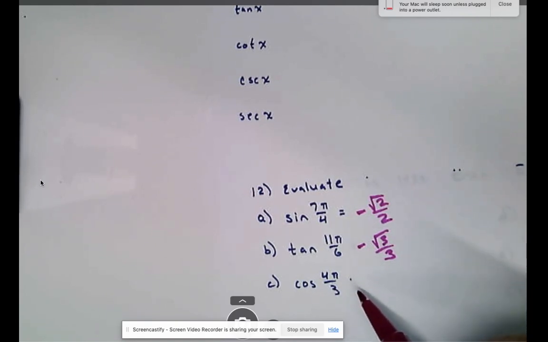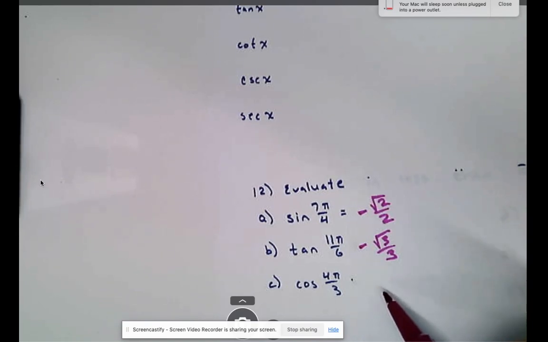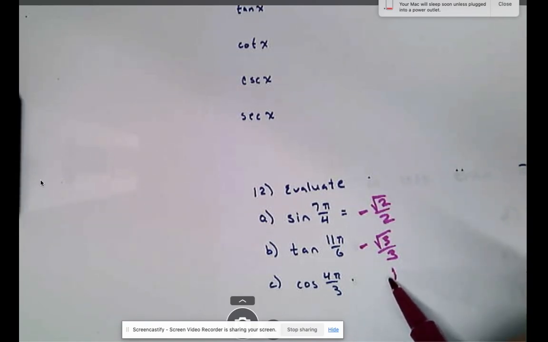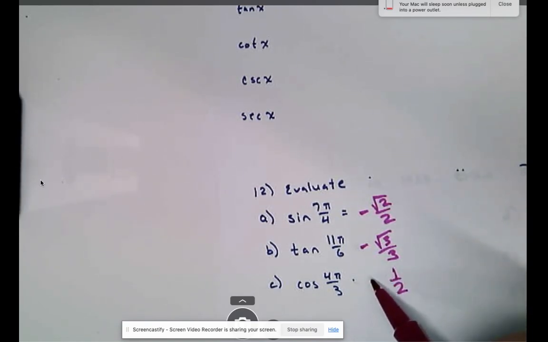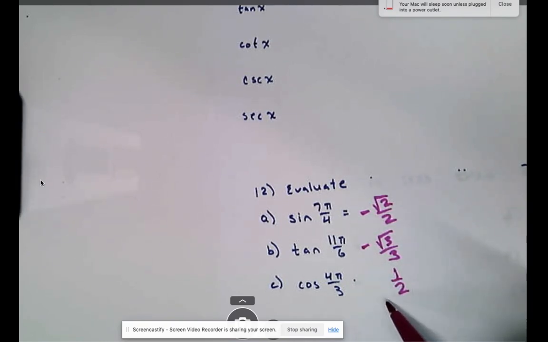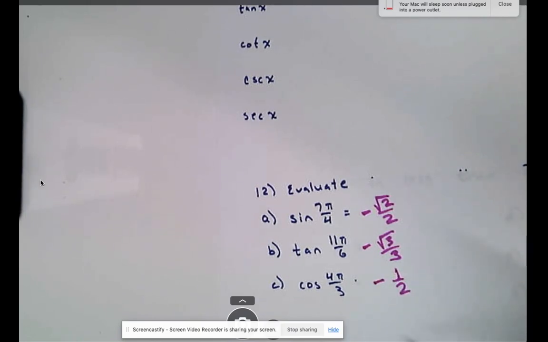Cosine of 4 pi over 3. Well, I haven't memorized any, but cos of something over 3 is 1/2. And 4 pi over 3 is quadrant 3. And in that quadrant, cosine is positive. No, it's not, it's negative. Very good. And that's just the logic that I'm using every time.